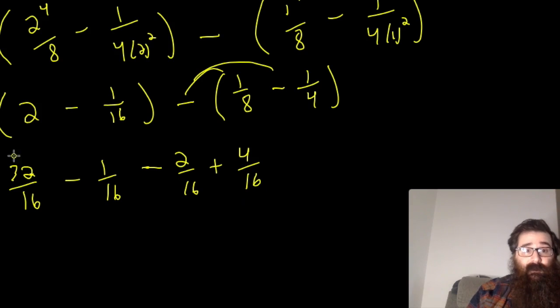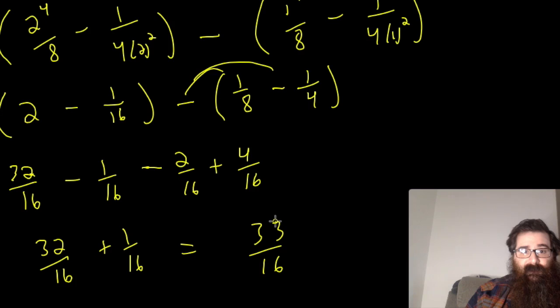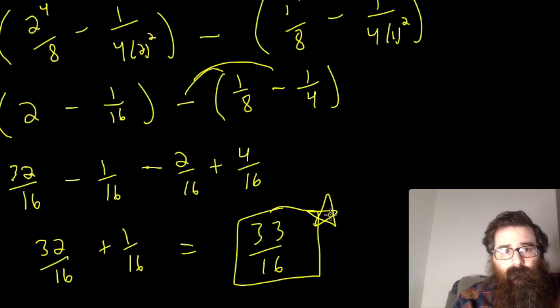I can combine my like terms. I'm going to leave this first fraction alone. I'll come back to it. But here I have negative 1 minus 2 is negative 3, plus 4 gives me positive 1 over 16. And then I can finish adding. So I have 33/16. So not so bad.